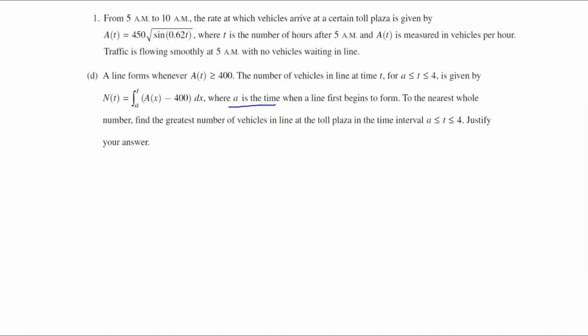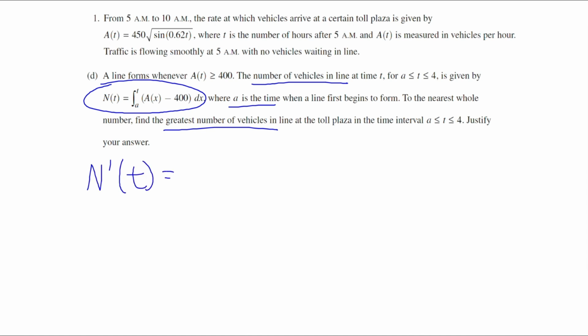So N of t tells us the number of vehicles in line. We want the maximum of N of t. So in order to find the maximum of any function, we first need to take its derivative and check for critical values. So we're going to find N prime of t to begin with.